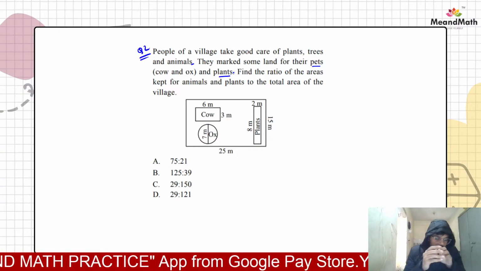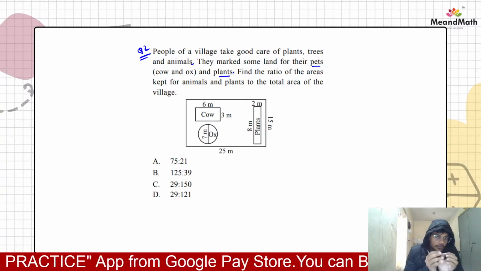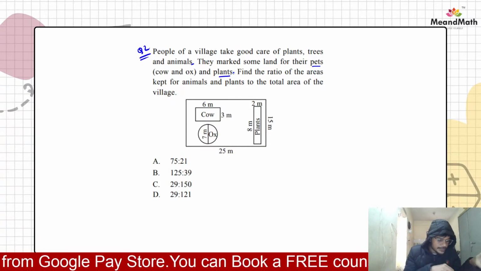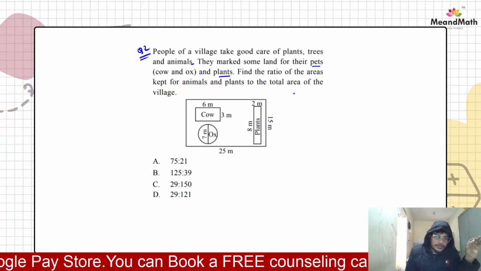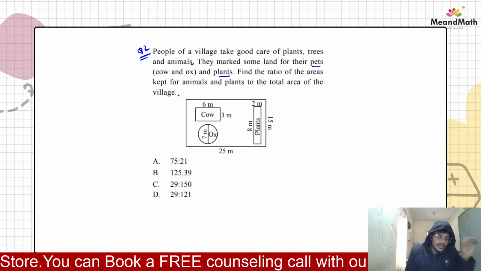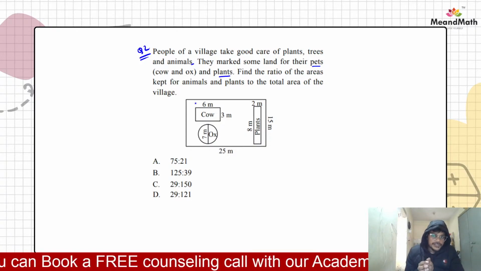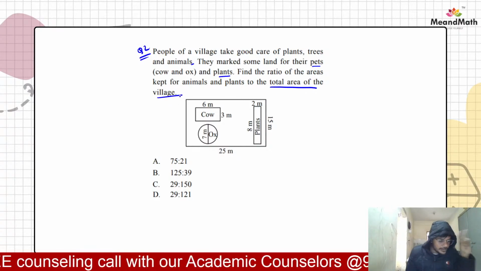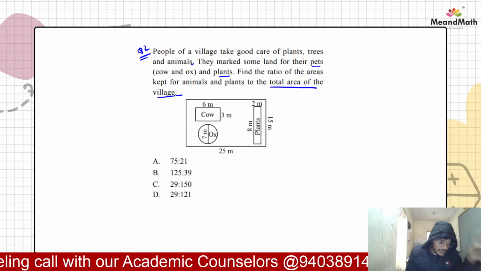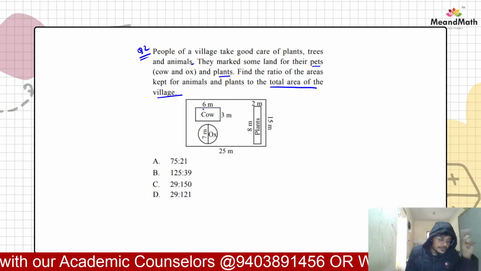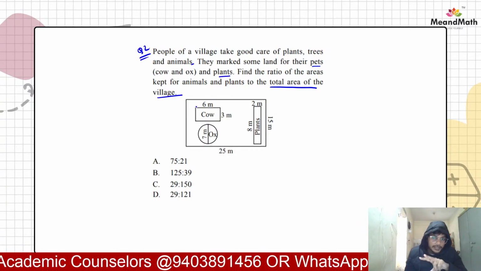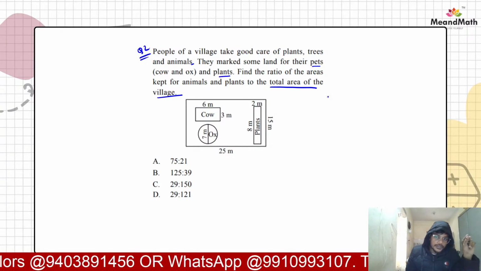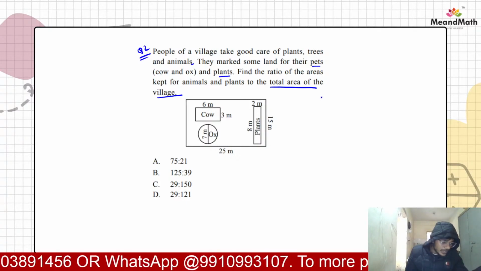That means, let's say you have a village and you have allotted some areas to your plants and some areas to your pets. Now you have to find out the ratio of two areas. What are those two areas? First, the total area, right? And what is the second area? The second area should be for plants and animals. But see, you have to find out the ratio of the total area kept for animals.